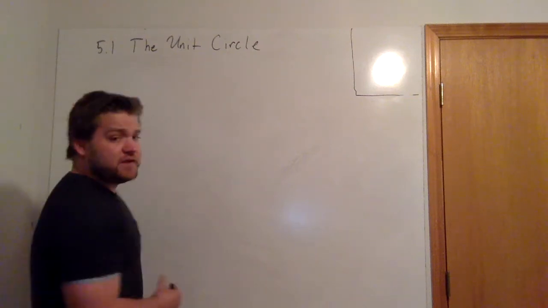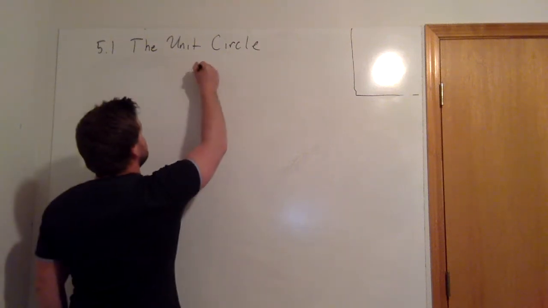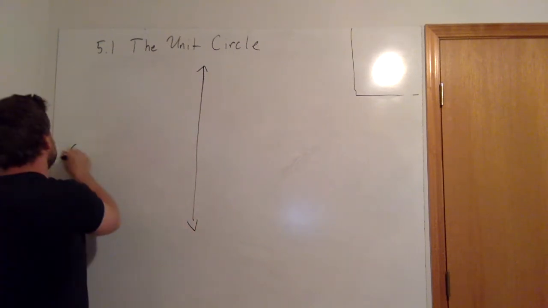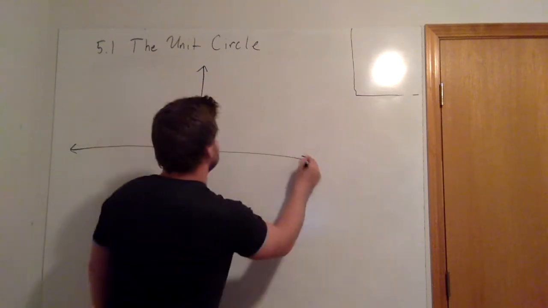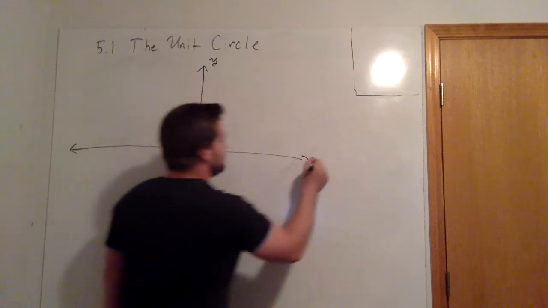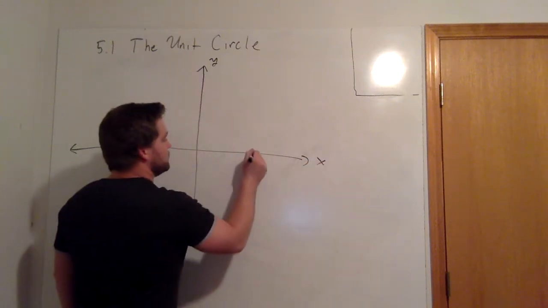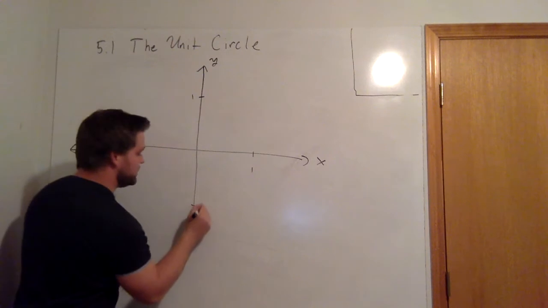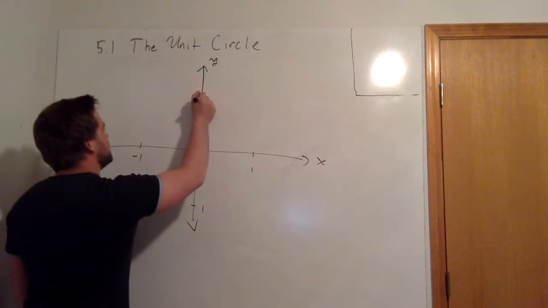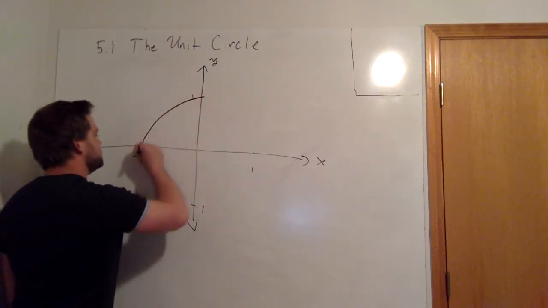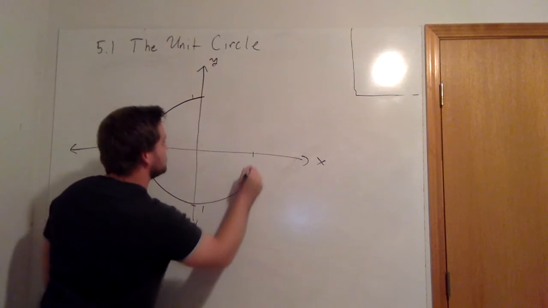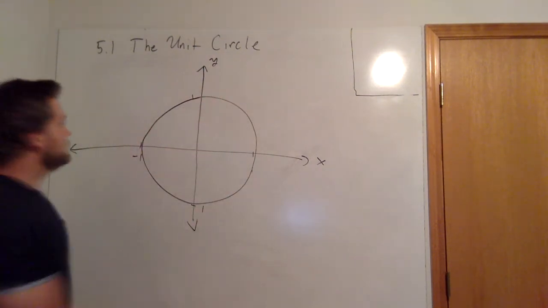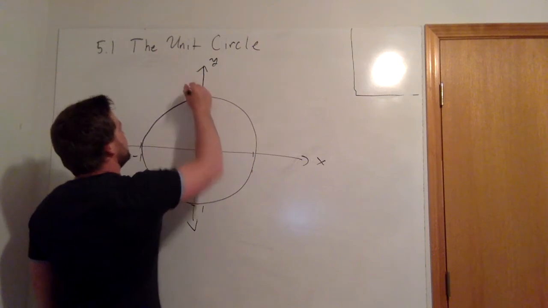So let's just draw a circle of radius 1. So this will be our y, this will be our x. Let's put a 1 here, a negative 1 here, and a 1 here. I'm going to attempt to draw a perfect circle. Not perfect, but close.